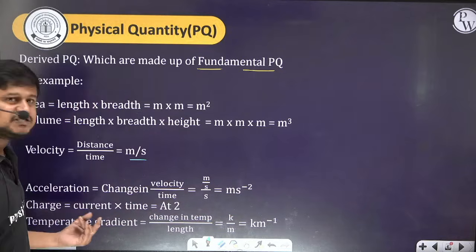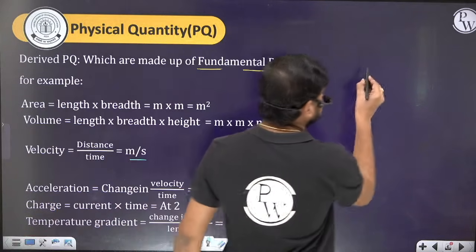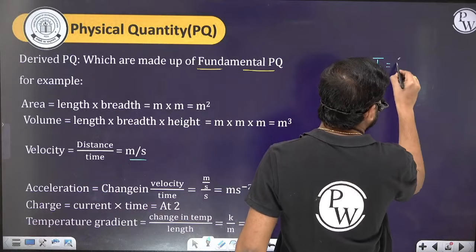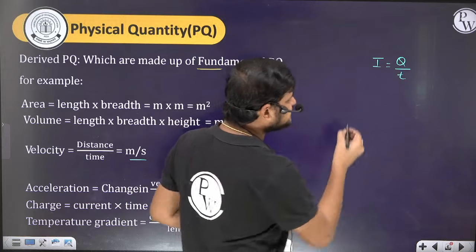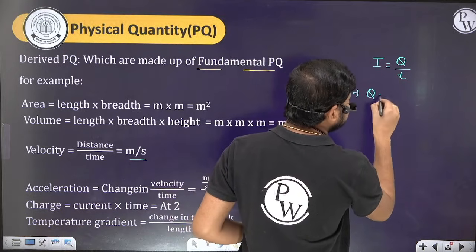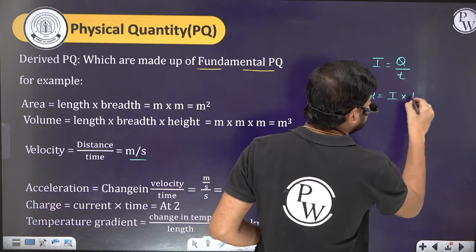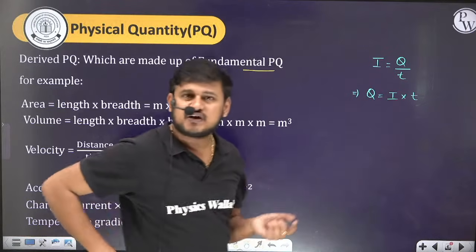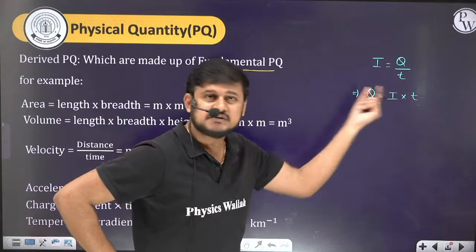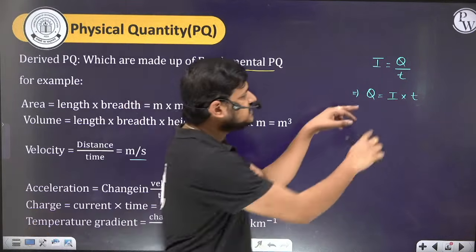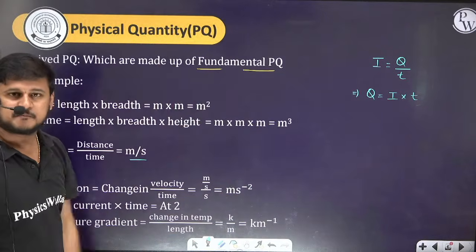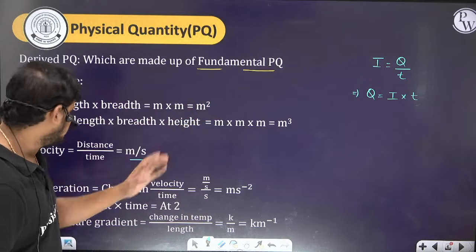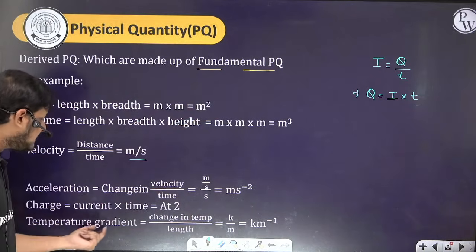Then charge we have, you know that. Current is equal to Q by T. You learnt it in your 10th grade, right? From there, what can you write for the charge formula? The charge is equal to current into time. Electric current is one fundamental physical quantity, and time is another fundamental physical quantity. These two combine to form another derived physical quantity. Clear? Understood? Chalo.